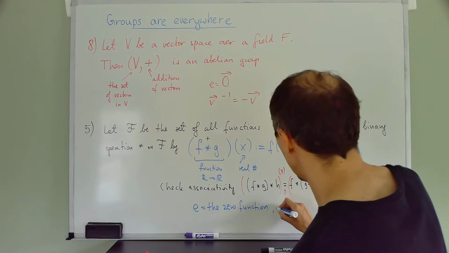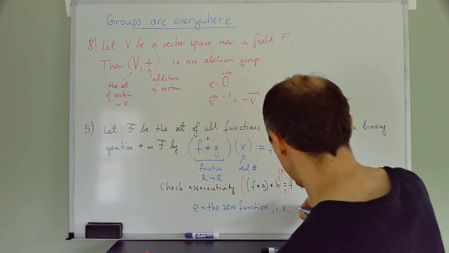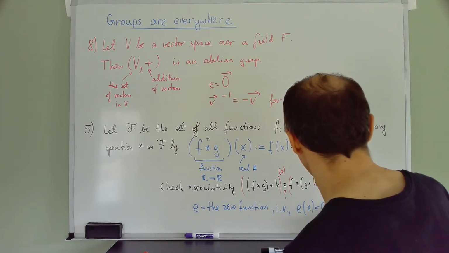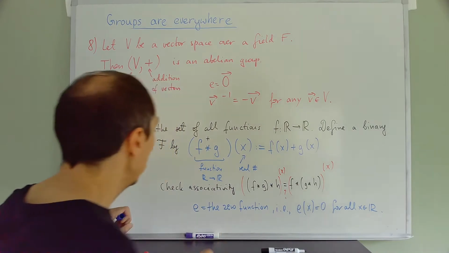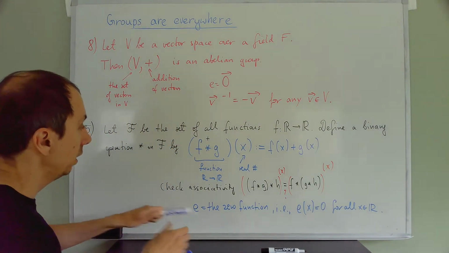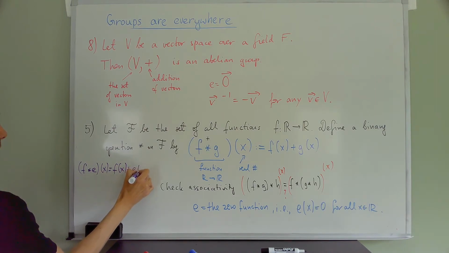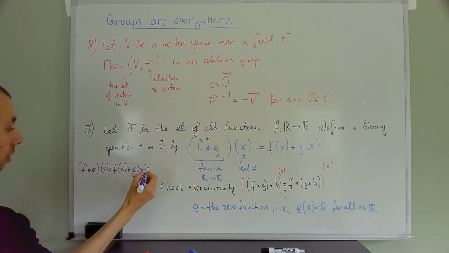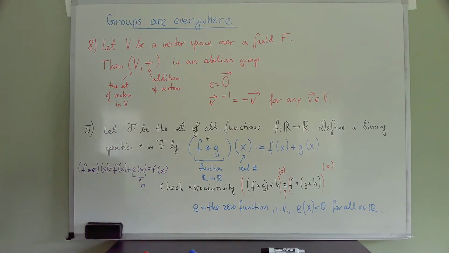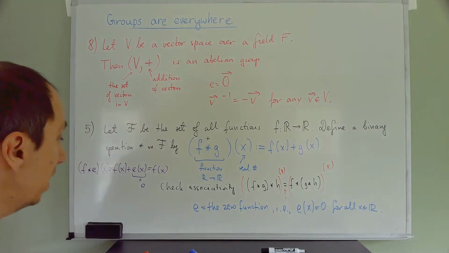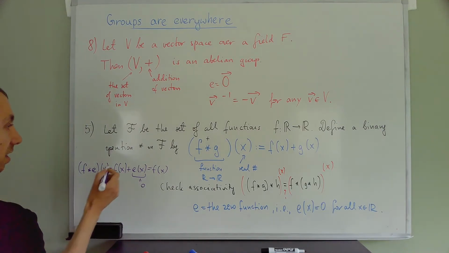The zero function, i.e. it's a function, let's say e, such that e of x is equal to 0 for all x in the real numbers. Well, just look. If I take any f and I star it with e, then by definition that's f of x plus e of x. But this is 0 by definition, so this is just f of x. And of course if I do it the other way around, I get the same thing. So this is the identity. What is the inverse? It's actually just the negative.